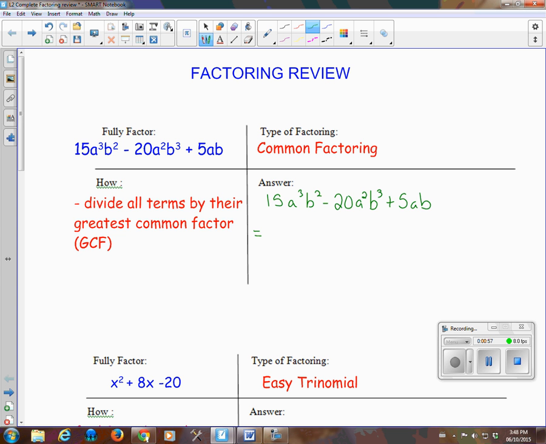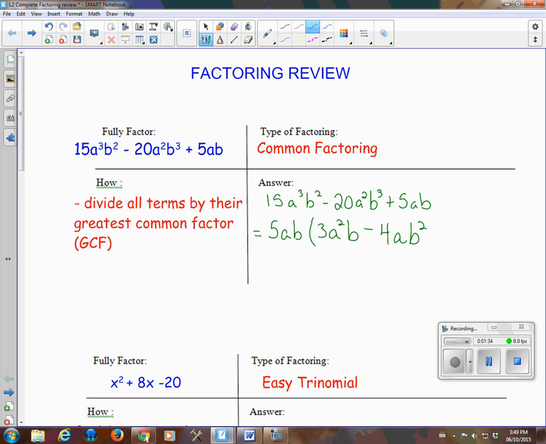So if I have a common factor here, all the numbers will divide by 5. And every term has at least an a and a b in it. So my common factor is 5ab. So I'm going to turn around now and divide each term by 5ab. So 15 divided by 5 is 3. And if I take an a out of a cubed, it's a squared, and a b out of b squared is b. And I divide the next term. 20 divided by 5 is 4, and I take an a out of a squared is a, and I take a b out of b cubed is b squared.